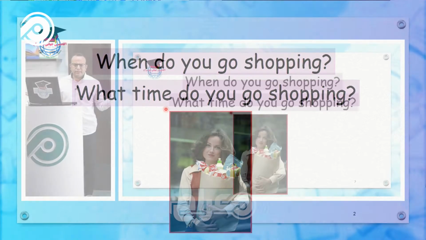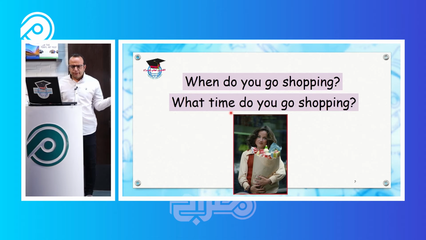What is the difference between these two sentences? Is there a difference? What time do you go shopping? When do you go shopping? Let's see. We are going to study about how to make questions.